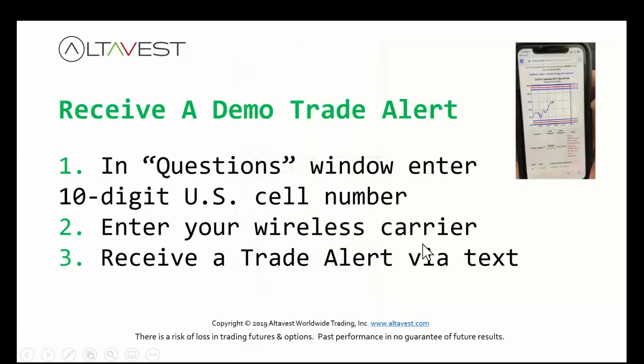Now, here we go, folks. Take a moment. I'll give you some time in the questions window there on your webinar tool window. Just enter in your 10-digit US cell phone number and the name of your wireless carrier. And then we can send out an alert to you, and at least you have an idea of how it works and what it looks like. So I'll give you just a few moments to do that.